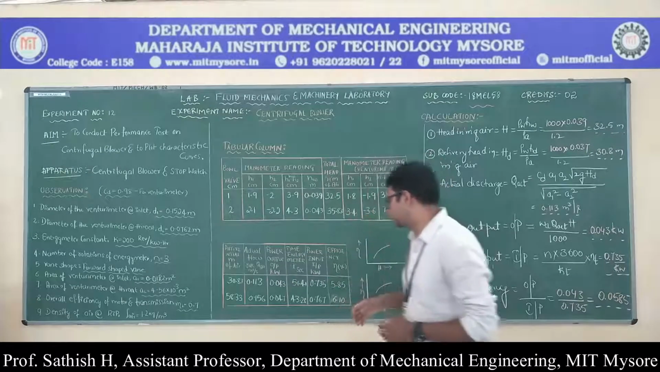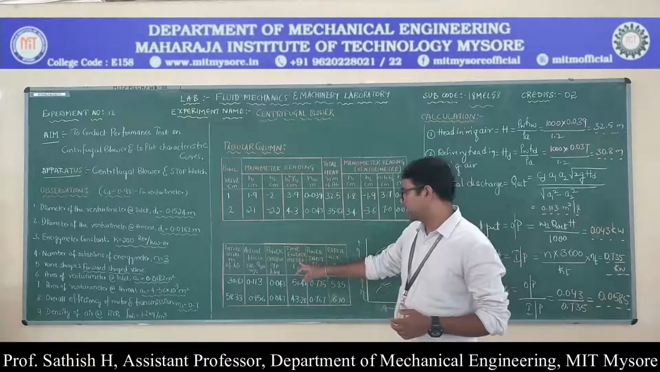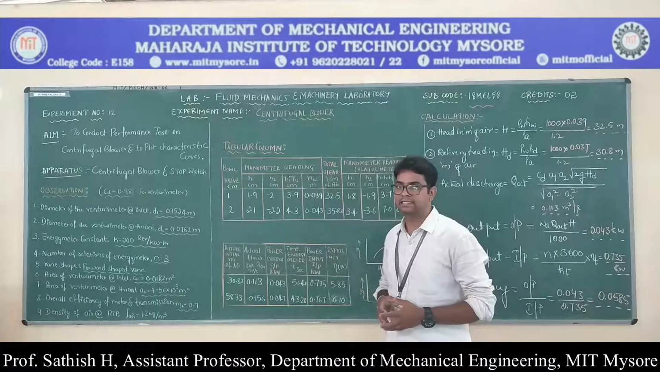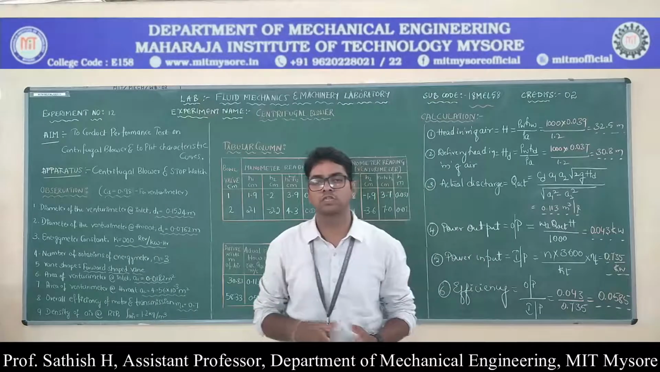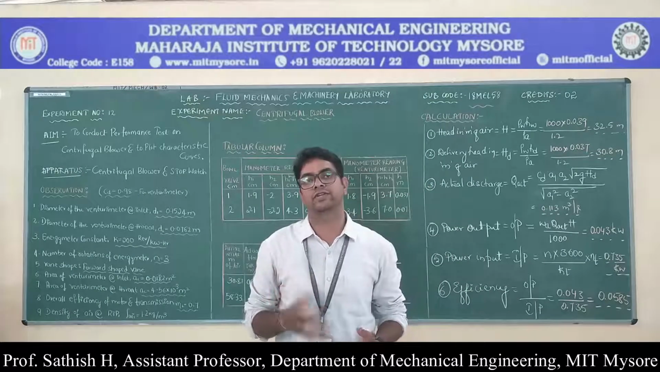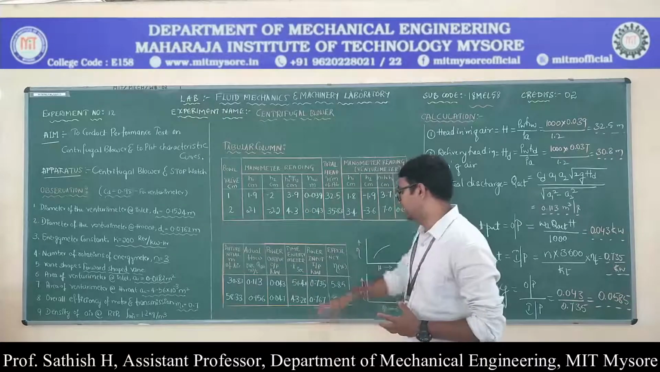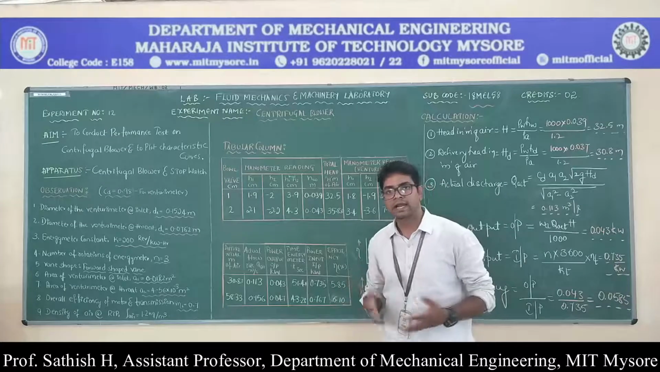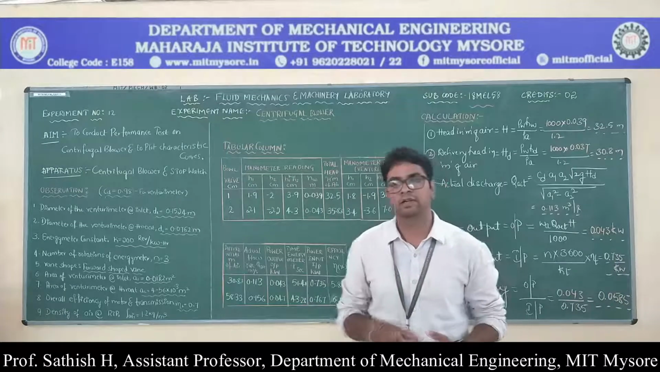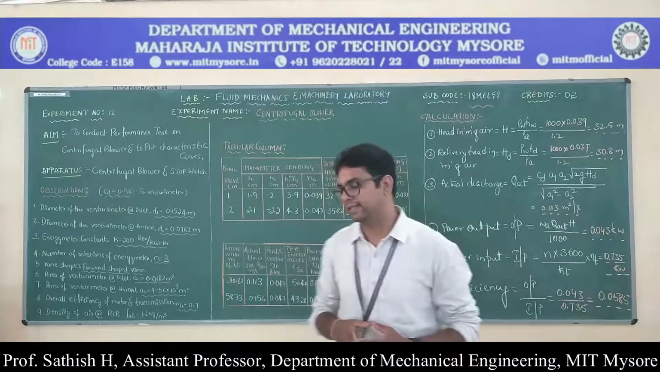So the next value is the time of the energy meter, that is T in seconds. To rotate 3 revolutions of the energy meter, how much time is taken? That is measured in seconds. We have noted down from the experiment that 51.41 is the time in seconds taken for the energy meter to rotate 3 revolutions.